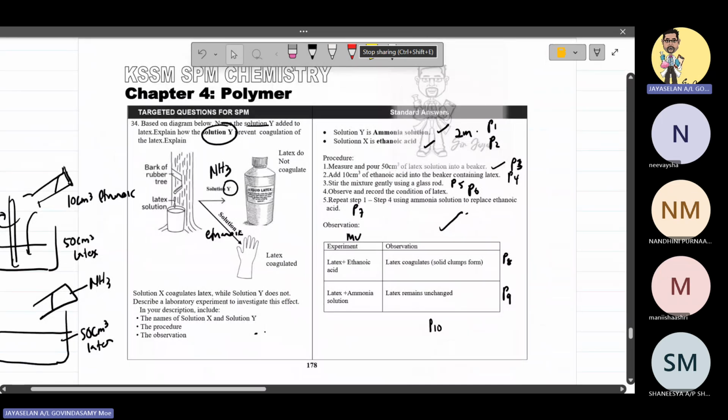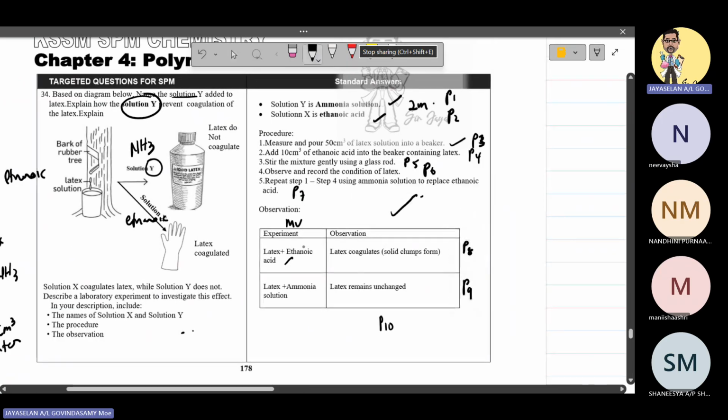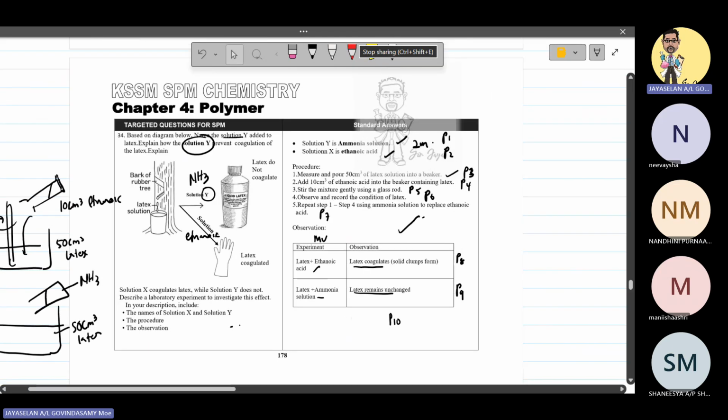This one, I already explained, right? You all can do. Nivisha can do, or you want me to write? Yes, sir. Okay, you see here latex, ethanoic acid. The latex coagulate. You just put coagulate. Ammonia remain unchanged or remain in the liquid form. Okay, so you risk full marks.